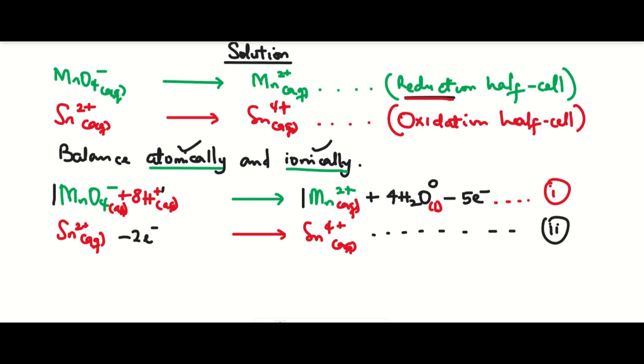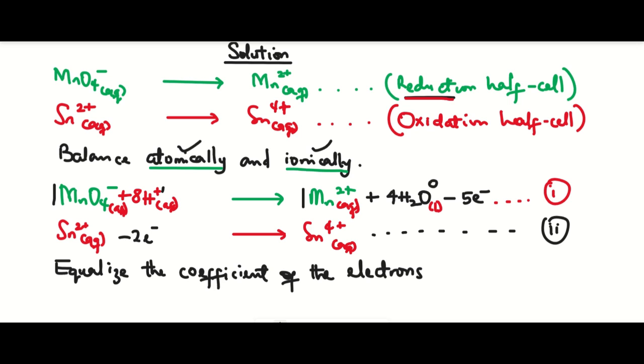Having done that, the next step is to equalize the coefficient of the electrons. That is, you have to make the coefficient of the electron in equation 1 equal to the coefficient of electron in equation 2. To do that, multiply equation 1 by the coefficient of electron in equation 2. So it means we'll have times 2, and equation 2 by the coefficient of electron in equation 1, and that will be times 5.